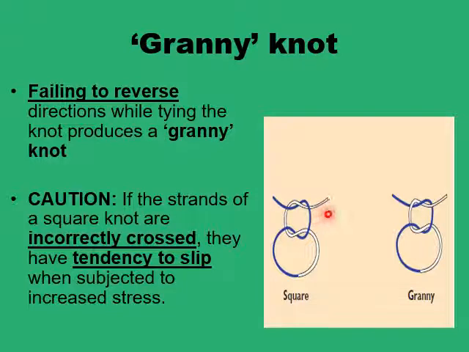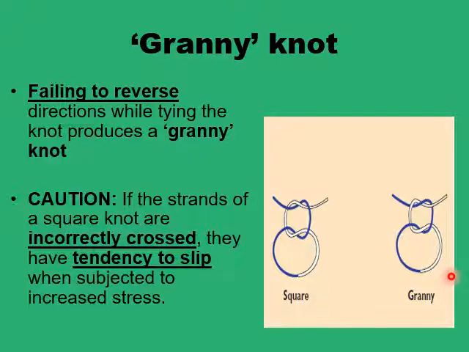This type of knot is secure because if tension is applied on one side here, it's going to increase the interlocking of the white end of the strand within the black end of the strand, whether the tension is applied to this side or the other. But if you don't reverse your hand, you get the granny type of knot, which is insecure and can slip.